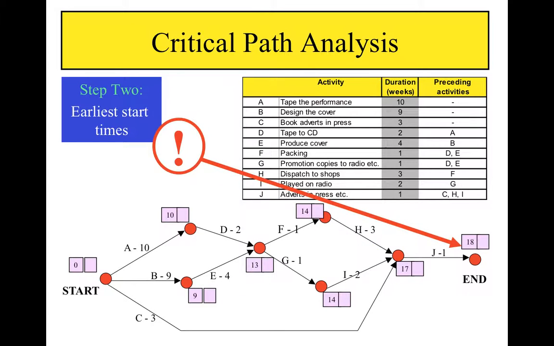Finally, 17 plus 1 is 18, so we see that the fastest possible time in which the project can be completed is 18 weeks.